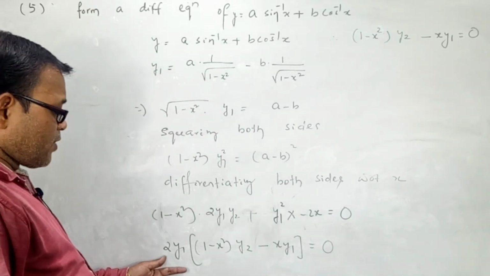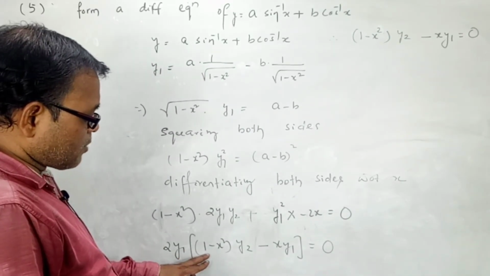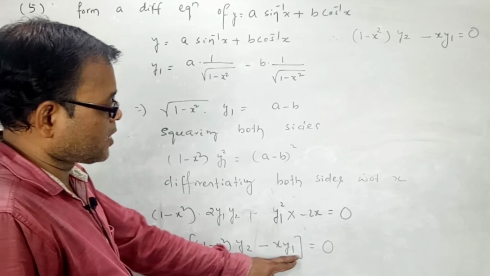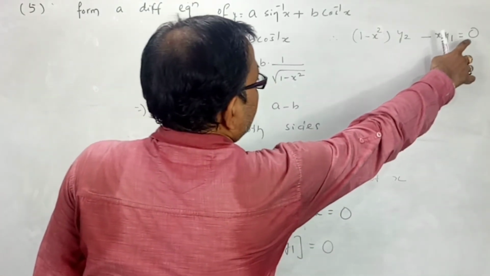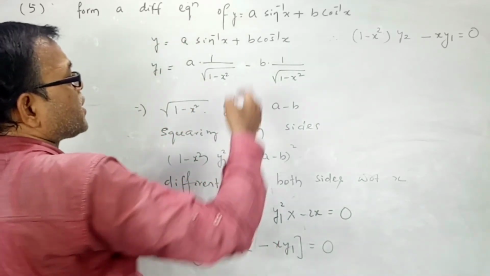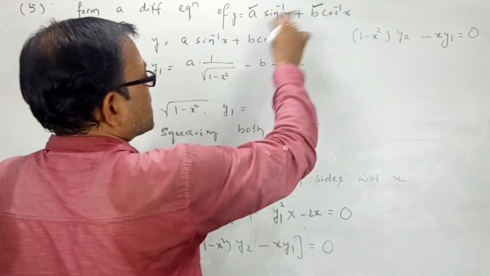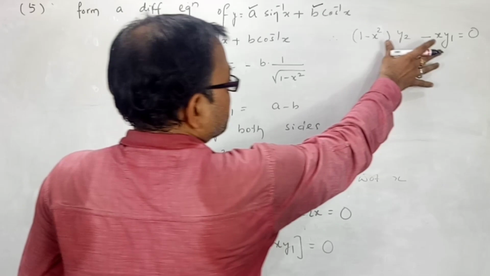Now if we take 2y1 common, it is 1 minus x square into y2 minus xy1 equal to 0. Therefore 1 minus x square into y2 minus xy1 equal to 0. Here no constant is there. The constants have been eliminated and the differential equation is obtained.